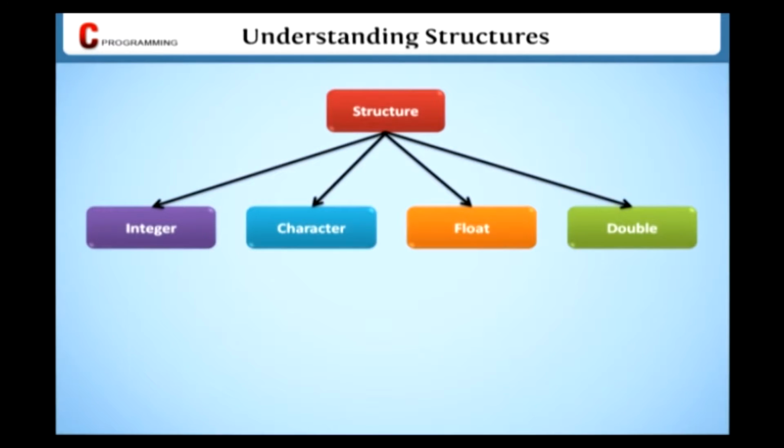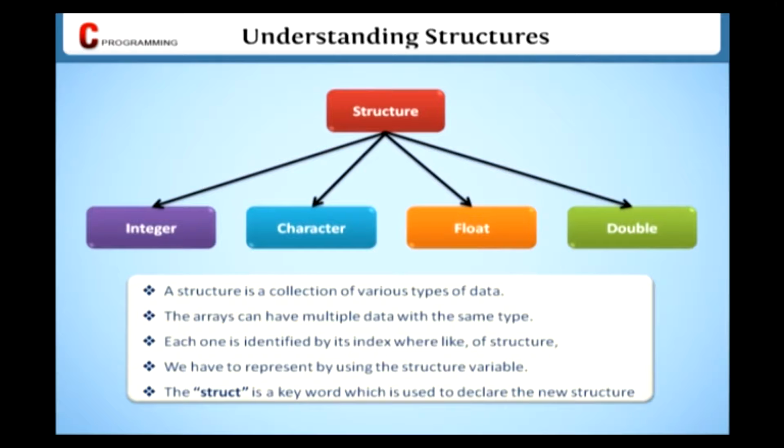For your better understanding, here is the sample image. A structure is a collection of various types of data. Arrays can have multiple data with the same type. Each one is identified by its index, where, similar to structures, we have to represent members of structure by using the structure variable. Struct is a keyword, which is used to declare the new structure.